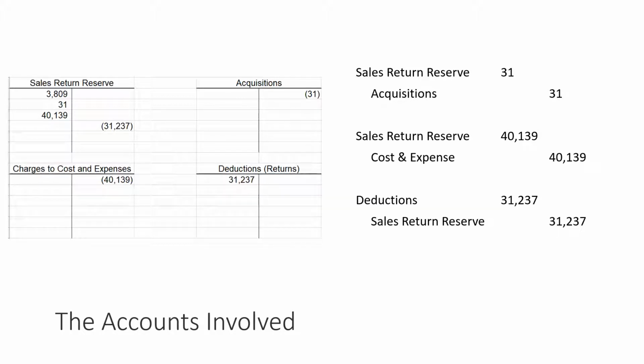T accounts are a great way to visualize the flow of assets, liabilities, or equity from one account to another. So as you can see here, the sales return reserve was increased by acquisitions and the charges to cost and expense. So what happened is both of these accounts were credited, and then they had to be debited over here in the sales return reserve to balance the sheet.